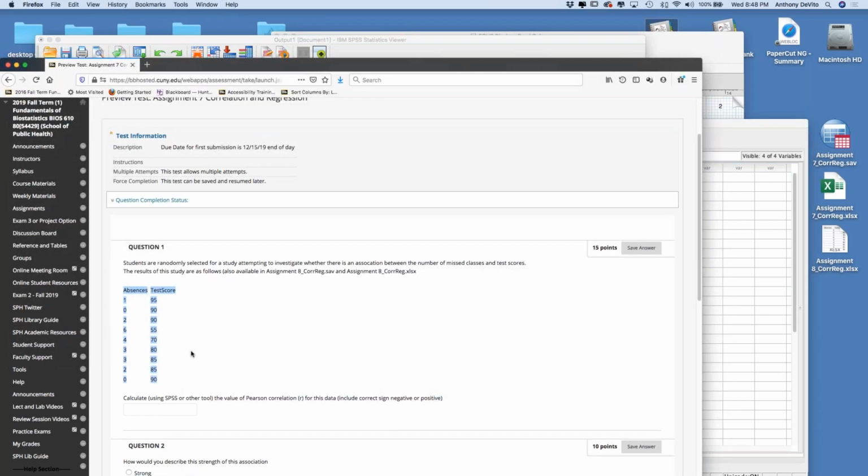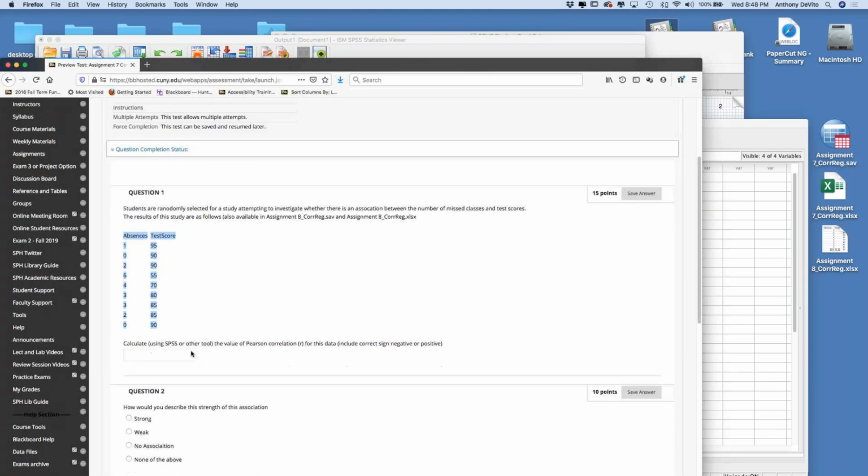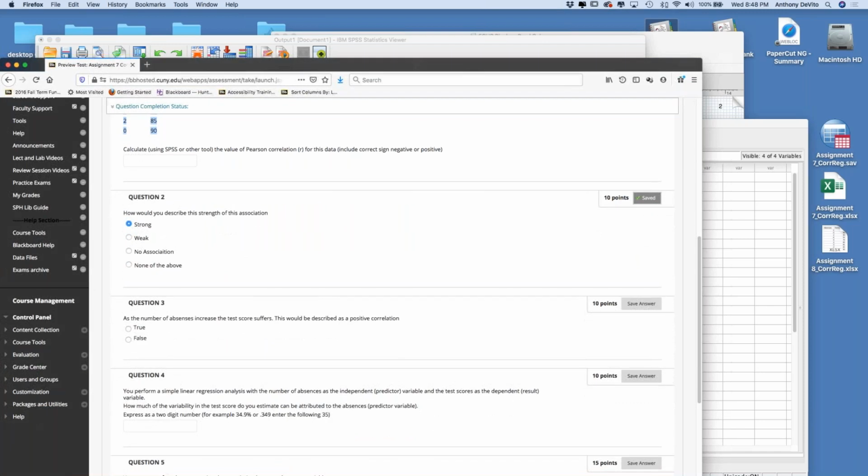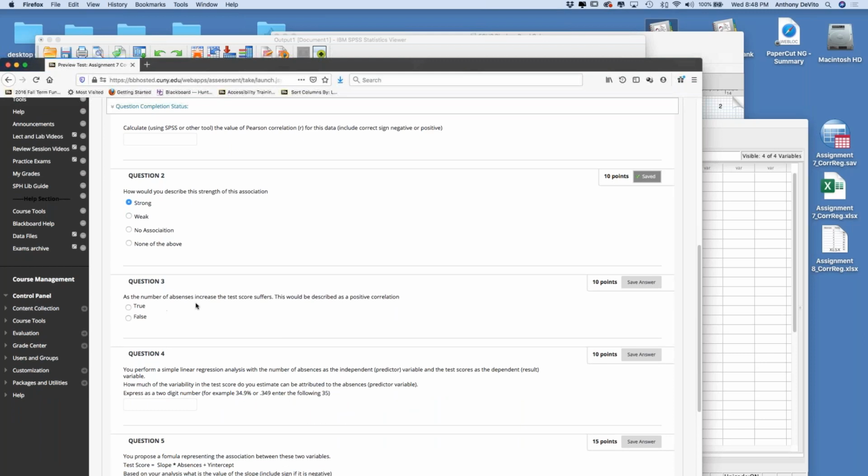So let's go through the homework and see what we have to do. Okay, how would you describe the strength of this association? I think that's a strong association. I wouldn't say weak, and certainly not none of the above. It has to be negative, but it's a strong association. As the number of absences increases, the test score suffers.